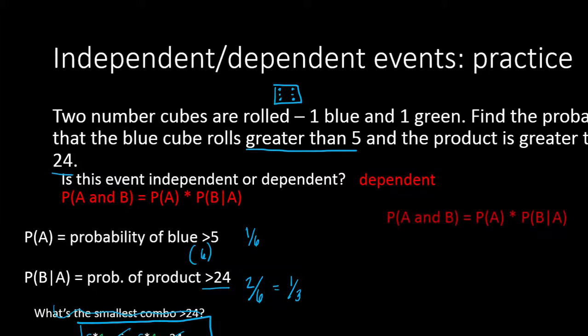So I know both of my separate probabilities. Now if I want to know the probability of A and B happening, I take the probability of A, 1/6, and I multiply it by the probability of B, given that A has occurred, and I get 1 in 18. So there's a 1 in 18 chance that I will roll a blue 6 and end up with a product greater than 24.